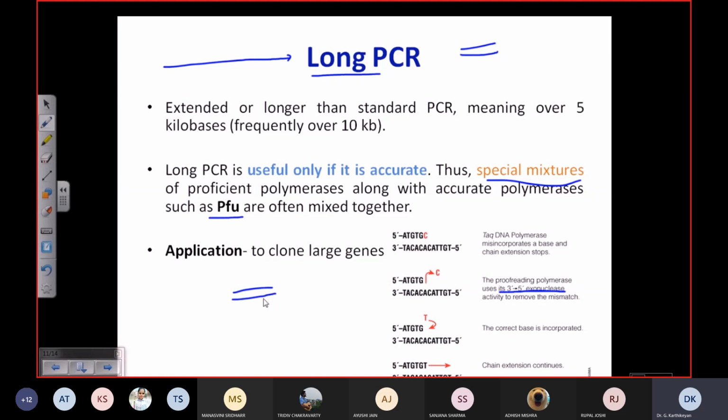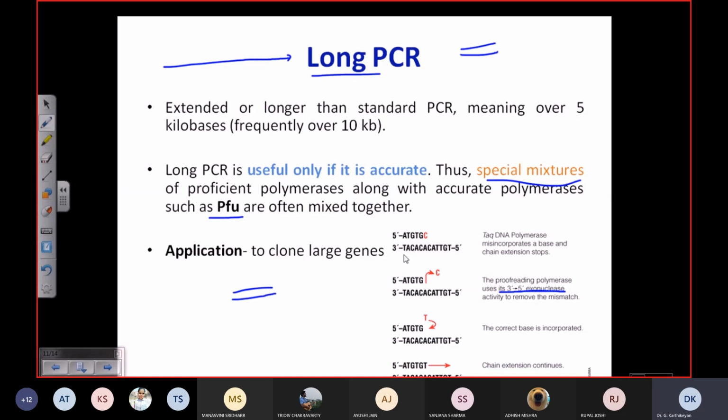So as the stretch of DNA is short, the misincorporation of bases is less, and even if misincorporation happens in a small amount, it will not affect the process because it is a very, very small stretch of DNA. But in the case of long PCR, as the stretch of DNA is more, the degree of error will be more. So we need to have this 3 prime to 5 prime exonuclease activity.